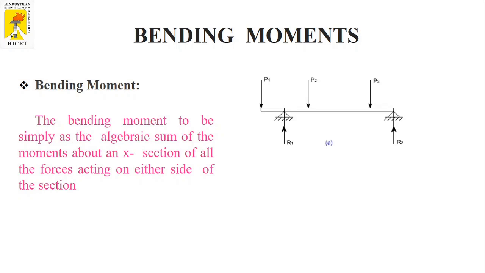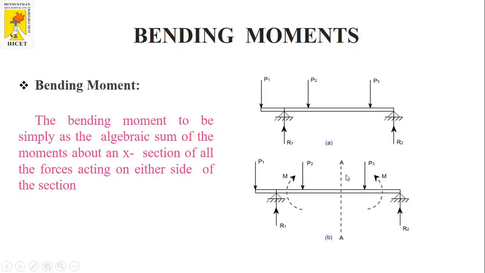So here you can see the same example of overhanging beam with the 3 point loads P1, P2, P3. So if you want to find the bending moment at a section AA, you need to find the moment of all the forces acting on the left side, or the moment due to forces on the right side of the section AA.